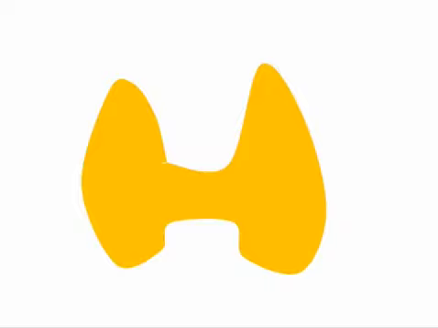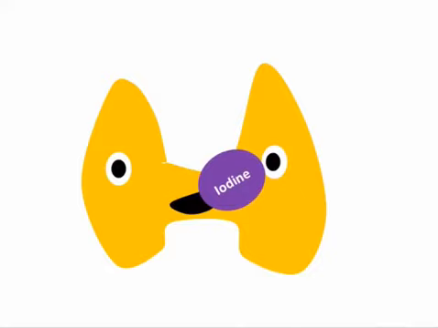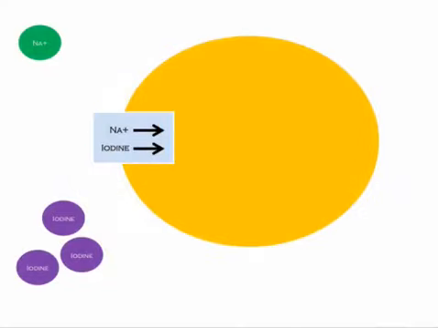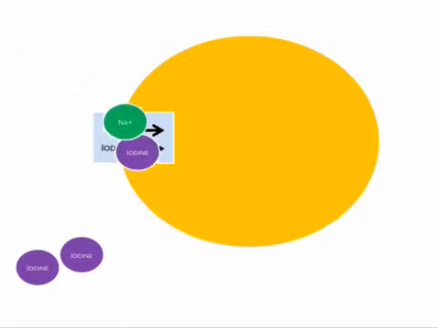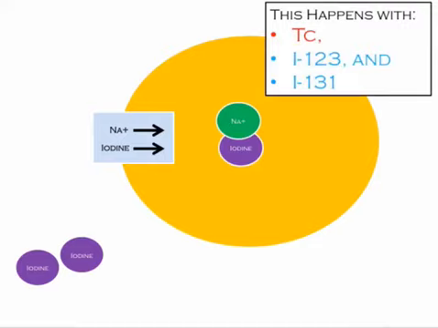So reviewing thyroid physiology real quick, here's your thyroid gland. Your thyroid gland is thirsty, and it drinks iodine. That's sort of its job. It takes iodine up through a symporter, which uses sodium and iodine, and this occurs regardless if you are using a TEC agent or iodine 123 or 131.